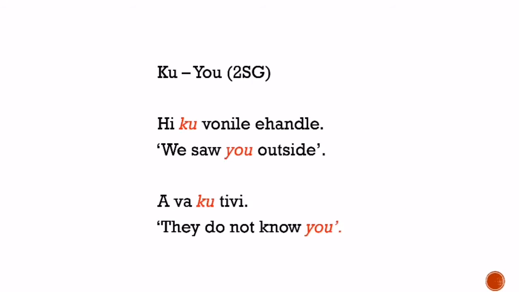Second person singular example, hi ku vonile ehandle. We saw you outside. A va ku tivi. They don't know you.